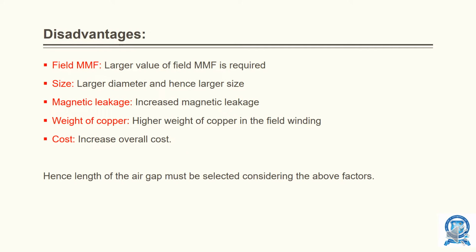So the disadvantages of larger value of air gap: the field MMF will increase, and the result is a large field winding. So that's the very first point. Field MMF: larger value of field MMF is required. Size: larger diameter and hence larger size. Increased magnetic leakage. Higher weight of copper in the field winding and the cost increases. Hence the length of air gap must be selected by considering the above factors.